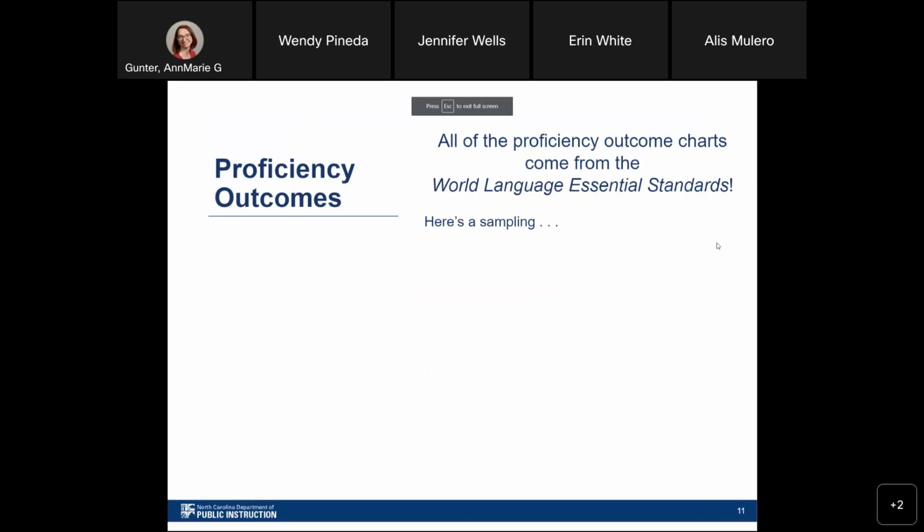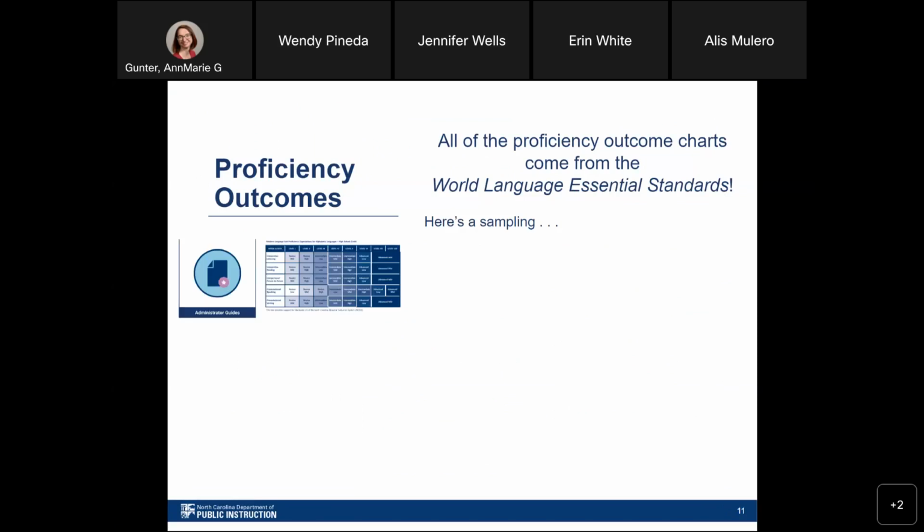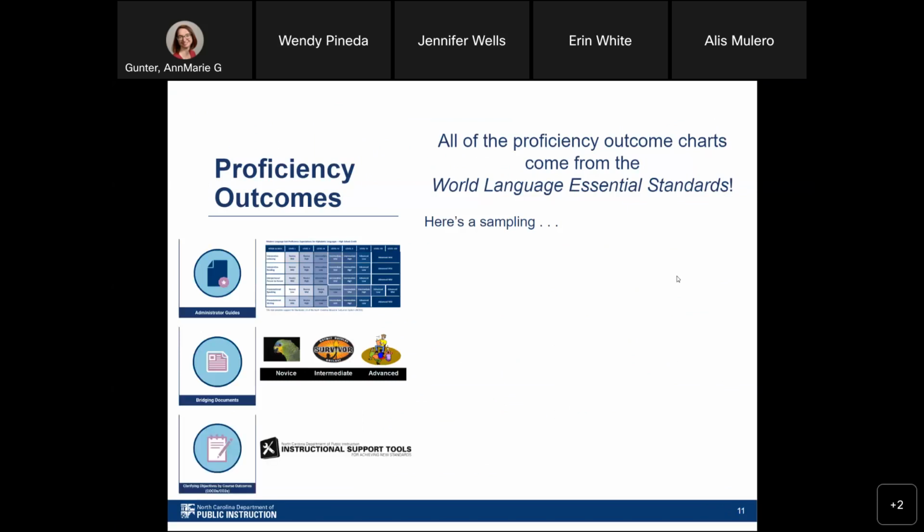When it comes to our proficiency outcomes, as I mentioned, all of the proficiency outcome charts come from our World Language Essential Standards. And so we've talked about what's in the administrator guides with example proficiency outcomes charts from the standards. We've talked a little bit about the bridging documents and how we use those icons to talk about the outcomes. And we even have some instructional support tools in general in the clarifying objectives by course outcomes that we'll talk about here in a minute.